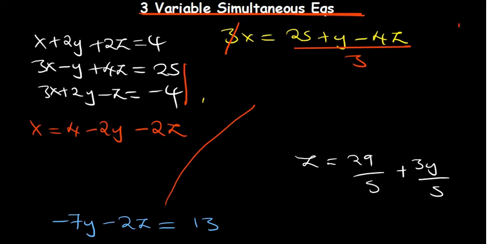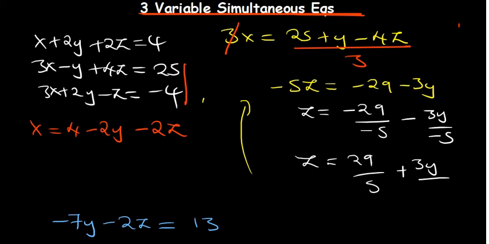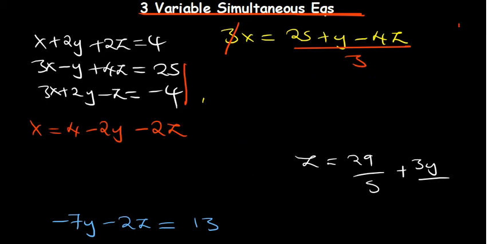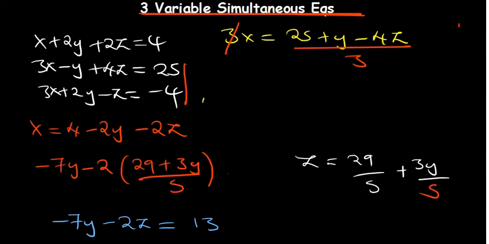So we can now substitute the value of z in the other equation. So that's the case where I've made z the subject. So that's over 5. And now we're trying to substitute here. So I have negative 7y minus 2, and for our z we have 29 plus 3y. And then we can just combine the common denominator 5, is equal to 13.